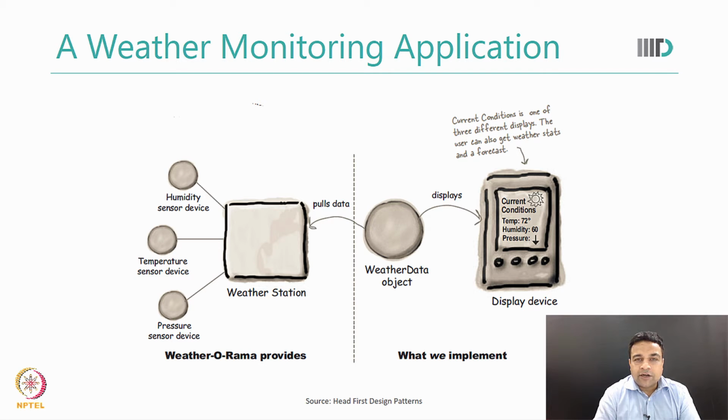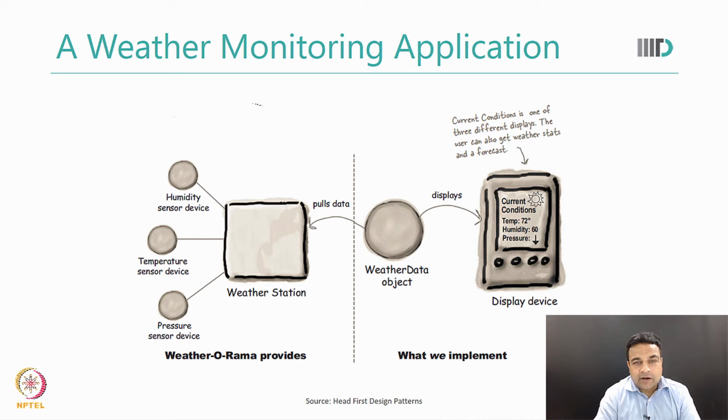Now all this weather station data is pulled by a weather data object. And then this data object tries to display this data on a number of devices. Some of these devices could be mobile phones, some could be web browsers, and some could even be smartwatches. Now you can see that this is very similar to what we see in the MVC. Let us go further in our example.